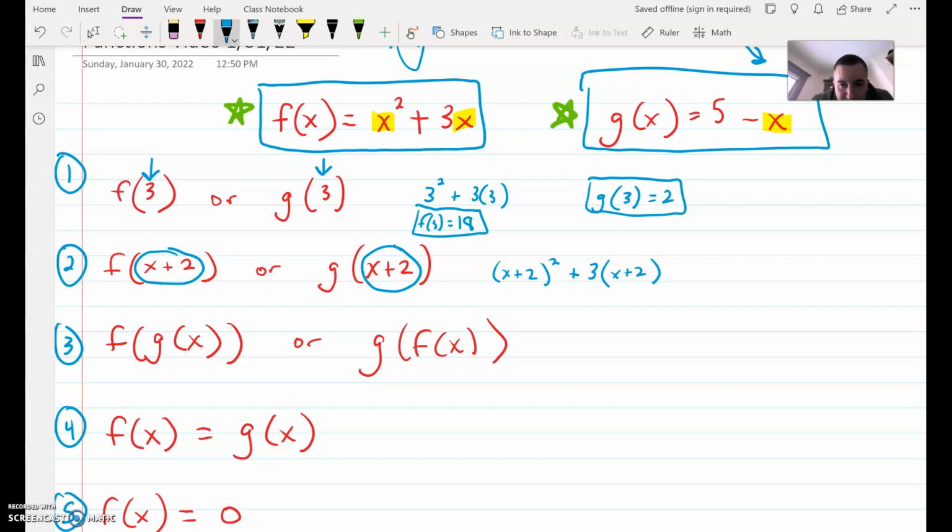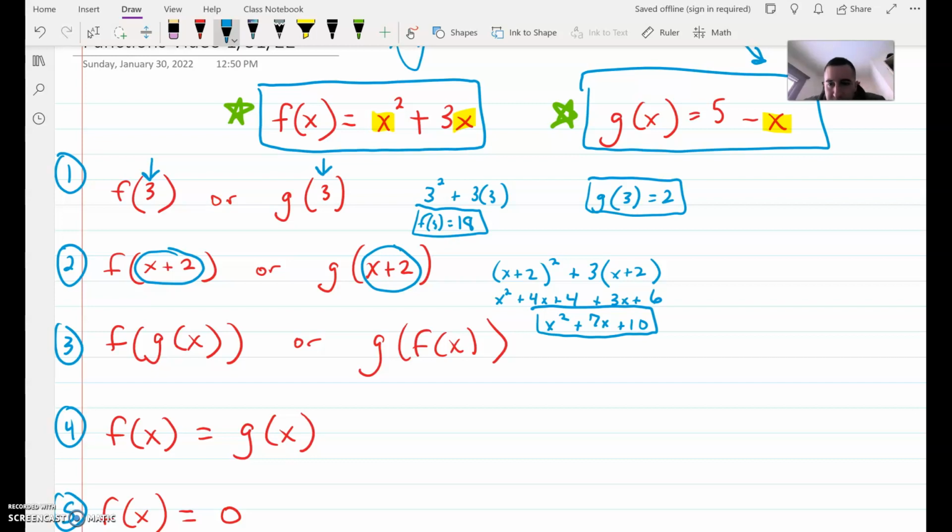x plus 2 times x plus 2 is x squared plus 4x plus 4. I'm hoping you can FOIL that in your head now at this level. If not, work it out, keep practicing. And then we just distribute here, 3x plus 6. So our final answer: there's only 1 x squared, 4x and 3x makes 7x, and 4 and 6 makes 10. It's not asking me to solve, it's just asking me to evaluate, so that's as far as I can go. Don't need to factor it.